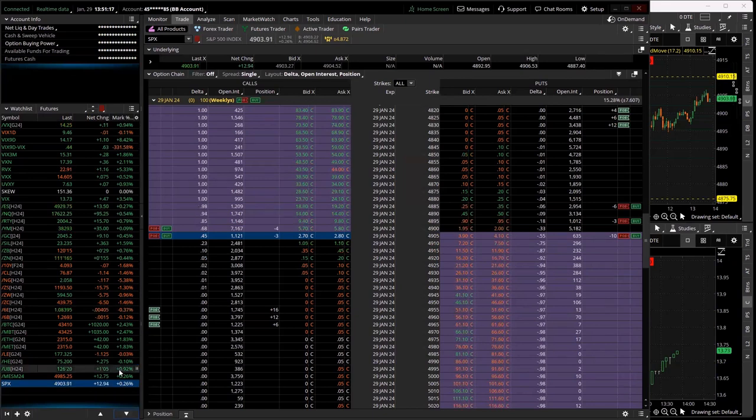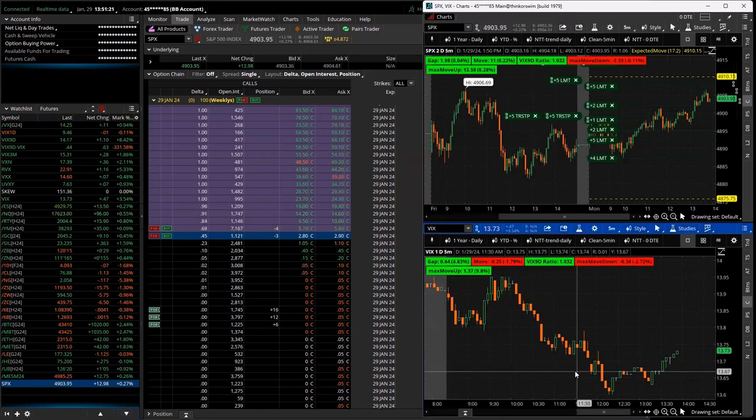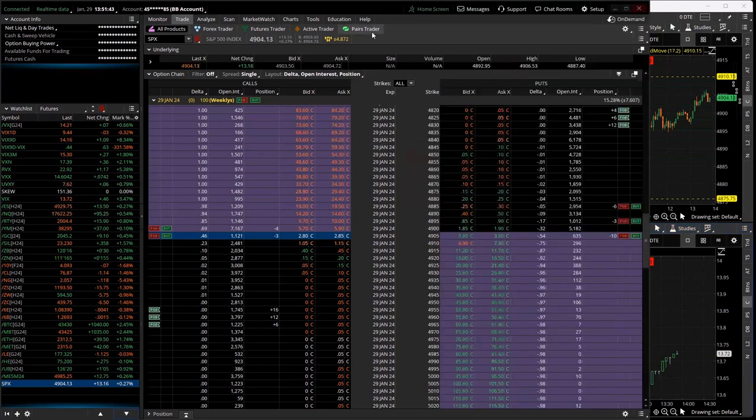VIX at 13.73, a little bounce here over the last 30 minutes or so. Bottomed out at about 13.6, currently at 13.73. S&P trying to get back up to the all-time high of 49.06, currently at 49.04. Pretty skimpy premiums. I'm not going to be doing my normal power hour. Premiums are just too low.